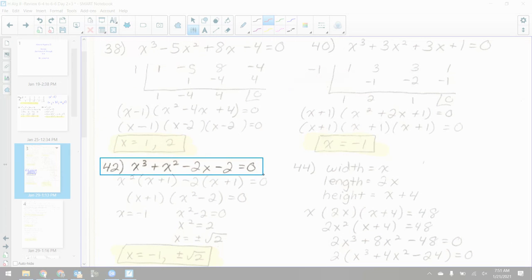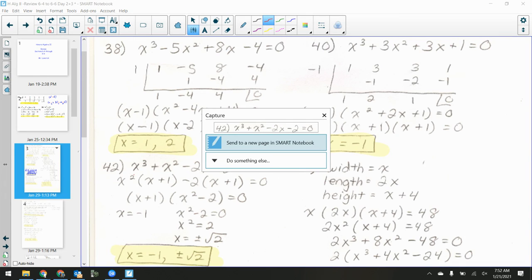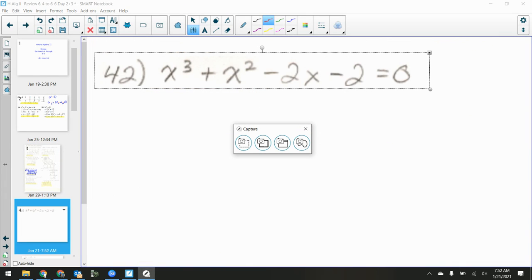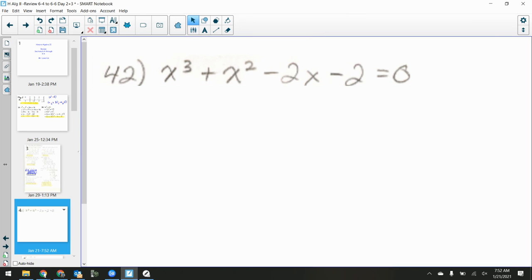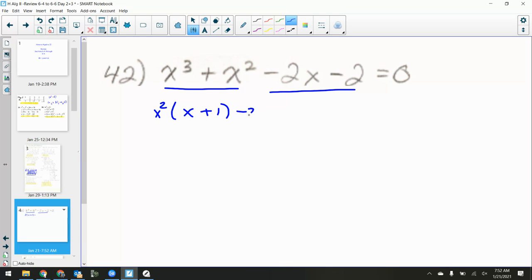Because I always say you should exhaust your methods of factoring first, right? Let's just do this one brand new. You should exhaust your methods of factoring first. Well, that means that I would try to factor this one by grouping, and this one does factor by grouping. You pull out the x squared, you're left with an x plus 1. You pull out the -2, you're left with an x plus 1. Right? Two negatives cancel out, make a positive. So that means my two factors are x squared minus 2 and an x plus 1.